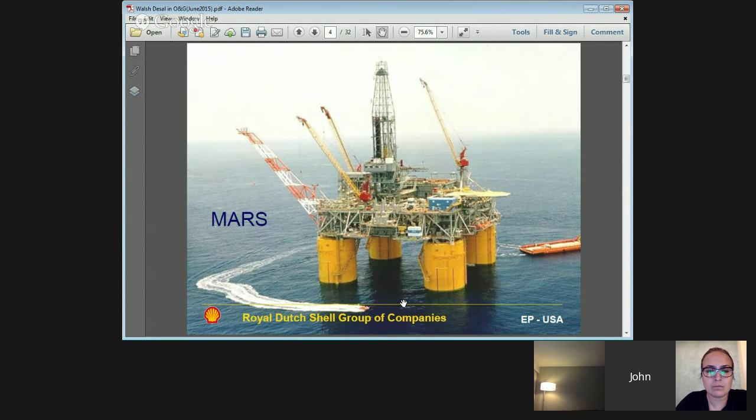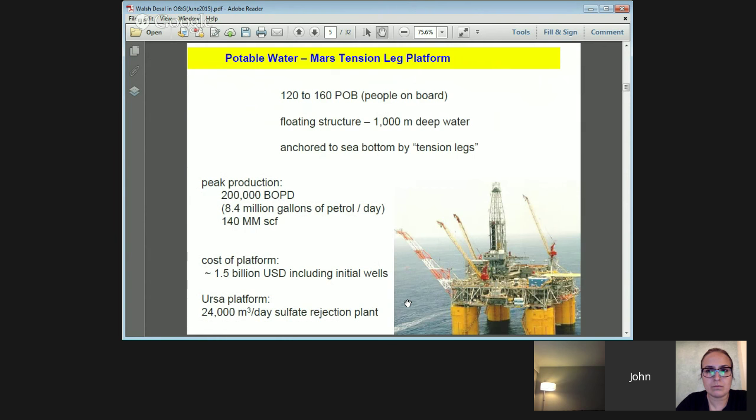So I thought I'd start with the simplest application of them all, and that is desalination for drinking water. And this is a picture of the Mars tension leg platform in the deepwater Gulf of Mexico. And so platforms like this require drinking water, wash water, and it's generally supplied by desalination. This platform has anywhere from 120 to 160 people on board at any given time.